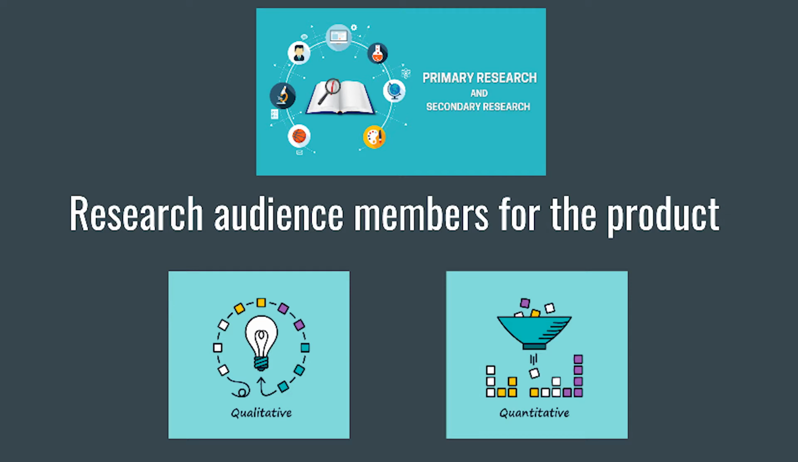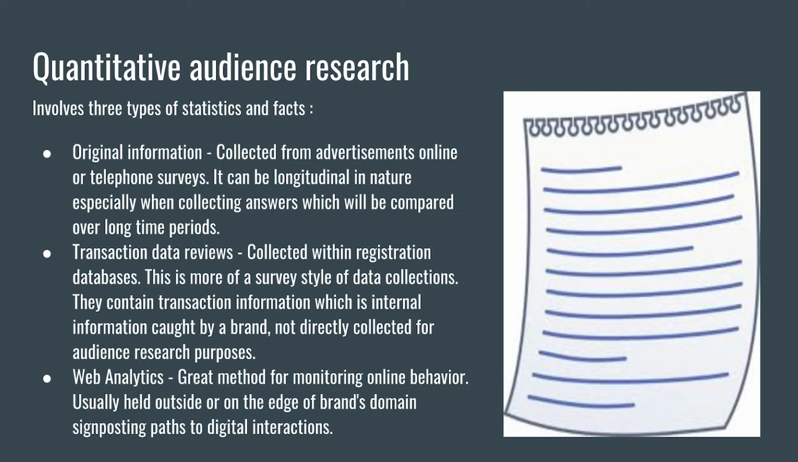Generally, there are two ways to collect data. This would be either through quantitative data research or qualitative data. Quantitative audience research involves mainly statistics and facts, rather than emotions, like surveys. This can be done through one of the following methods. Original information can be collected from advertisements, either online or even on telephone surveys. However, it can be longitudinal in nature, especially when collecting answers which are used to be compared over time.